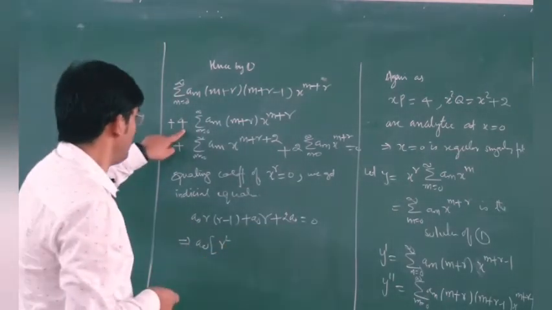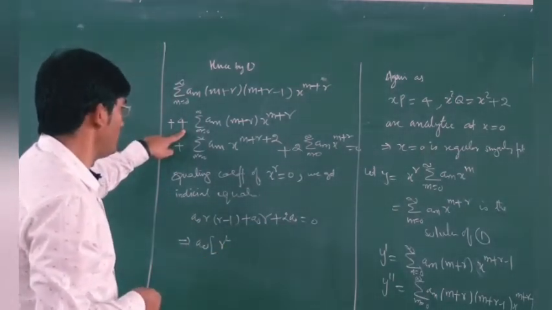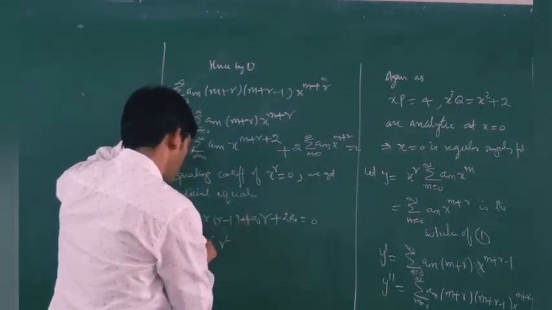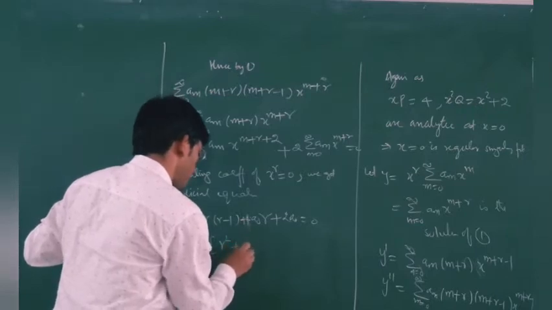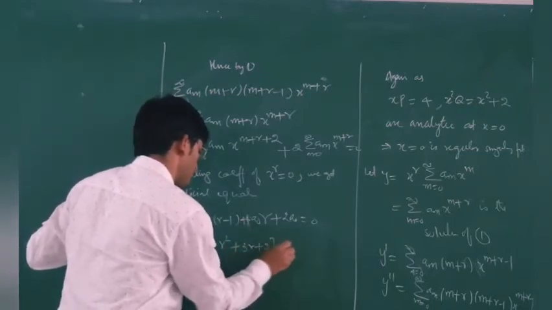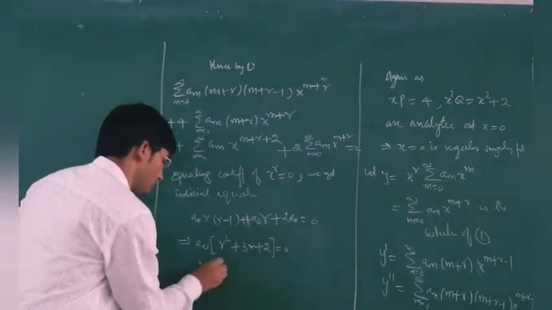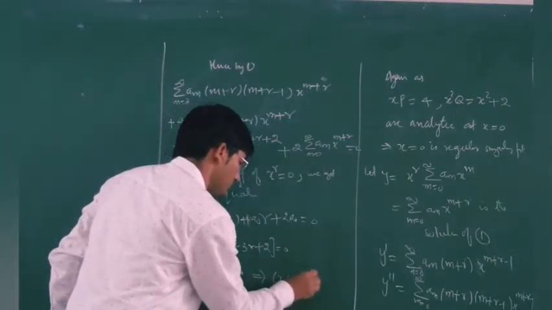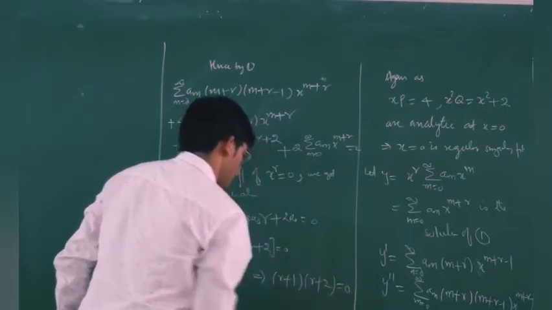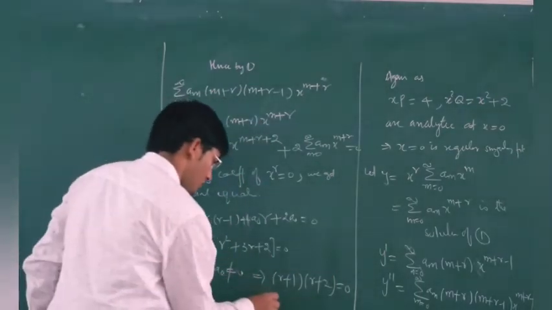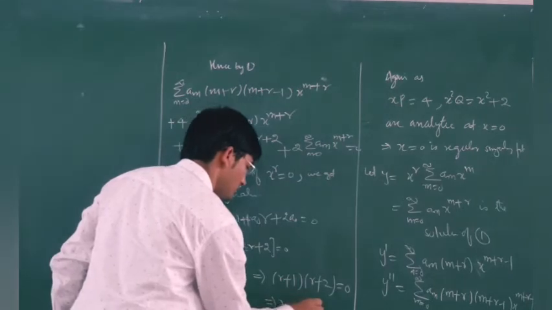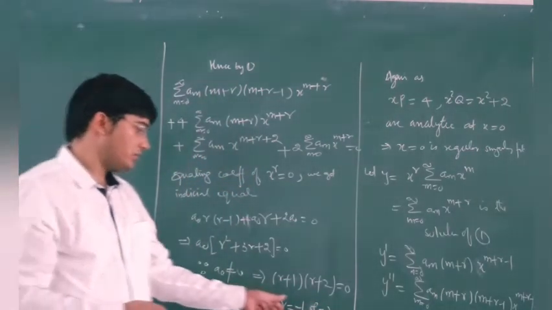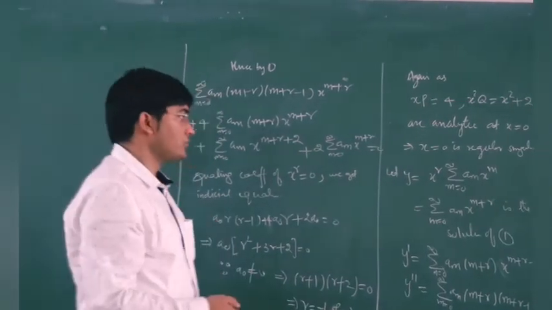Oh, we have 4 here, so this will be your 4 times a naught. So this will be your r square plus 3r plus 2 equal to 0. As our a naught is not equal to 0, from here we have either r plus 1 as a factor or r plus 2. So your roots will be r equal to minus 1 and minus 2. So the roots of the indicial equation are r equal to minus 1 and r equal to minus 2.